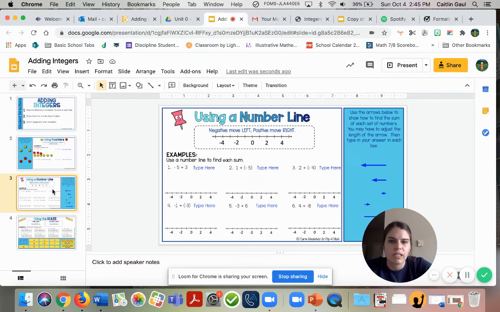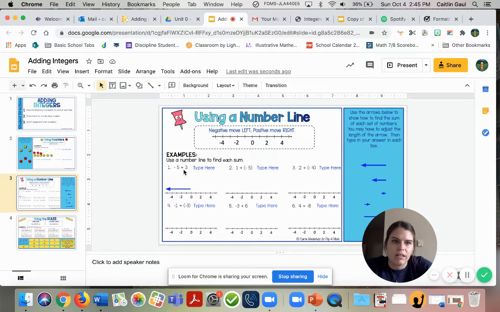Another strategy we can use is number lines. So moving one direction and then the other direction depending on what it says. So for instance, this says use a number line to find the sum. This one starts at -5. So that's right here. So I'm going to take probably one of these longer arrows and put it 0 to -5. So here's where I'm at.